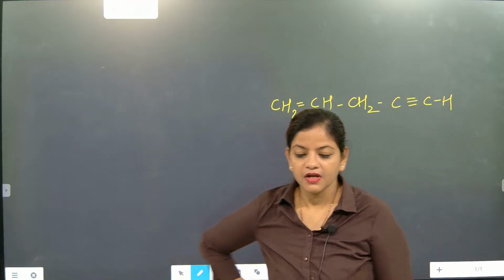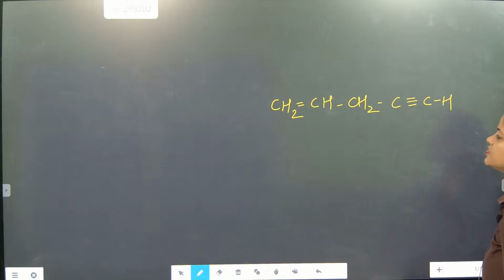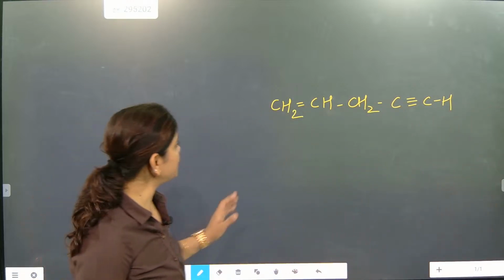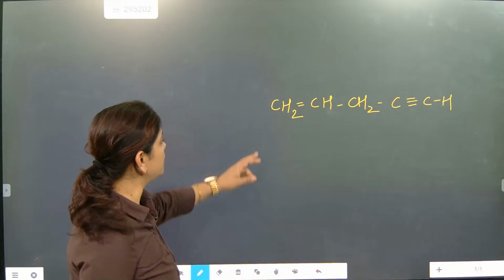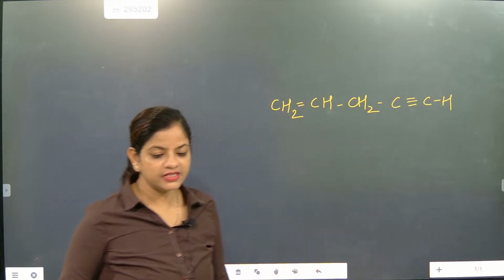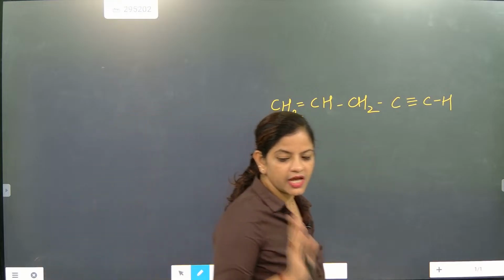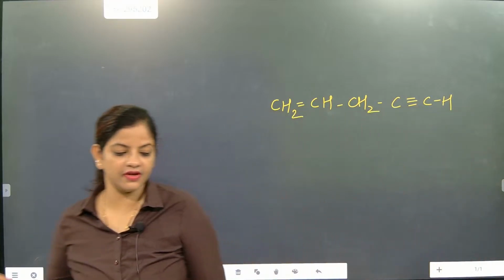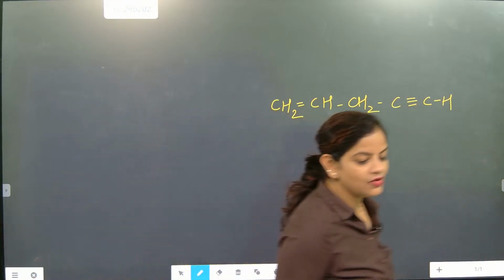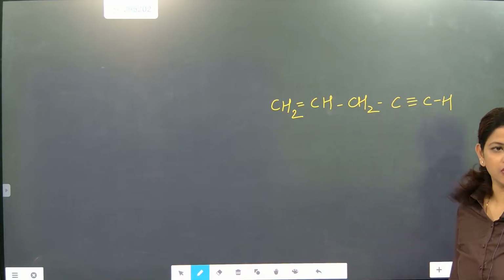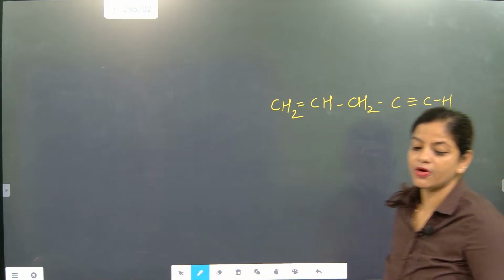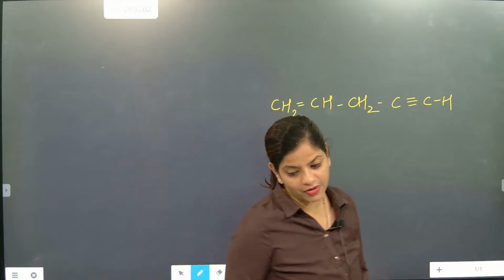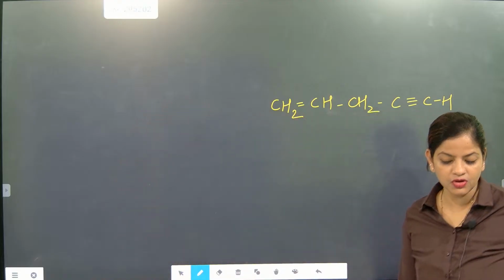I will tell. Now look here. When you are starting this one, CH2, CH, CH2, C, CH2. Now please pay attention, everyone. You need to start from which side? Yesterday I taught you some logic, one very important thing. Between double bond and triple bond, which one do we give preference to? Double bond.